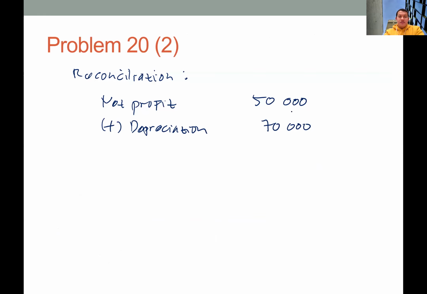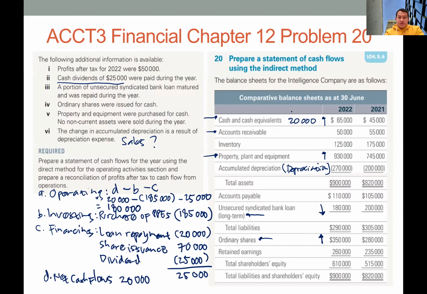Okay, so if you cannot find the depreciation in the income statement, just simply take the difference between the beginning balance and the ending balance of the accumulated depreciation. Normally the balance will be increasing, but if you have a decreasing balance, it means the company is selling some of the PPE. So you should calculate the original balance first before you deduct this difference.